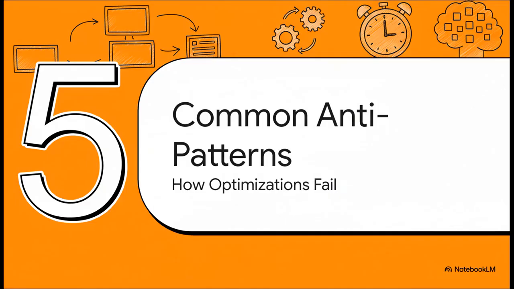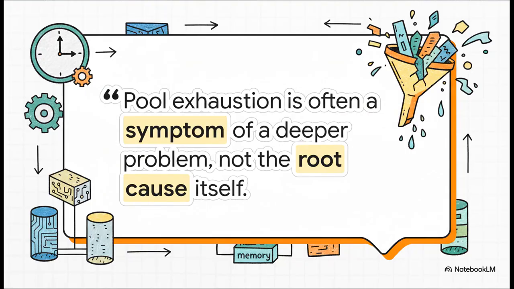Okay, so we've got the theory, we've got the patterns. Now let's talk about the fun stuff, the anti-patterns. These are the common ways that this powerful optimization can go horribly wrong and actually kill your system. I really want you to burn this quote into your memory. When you see pool exhaustion errors lighting up your dashboards, your first gut reaction is going to be, just make the pool bigger. Don't. Please. Just don't do it. Pool exhaustion is almost always a symptom.